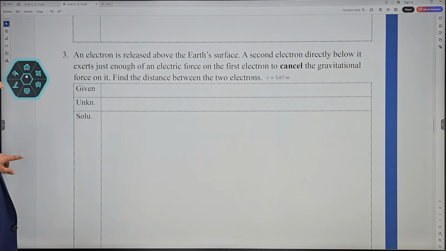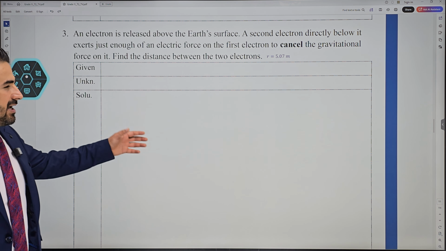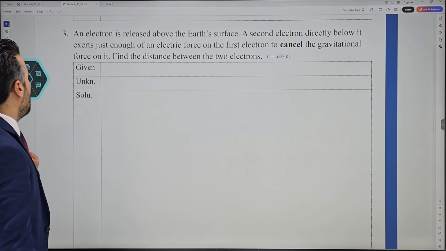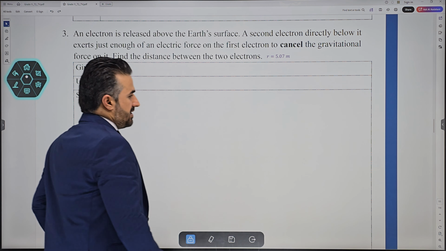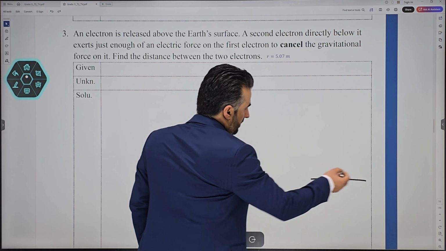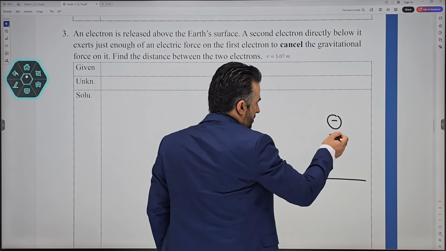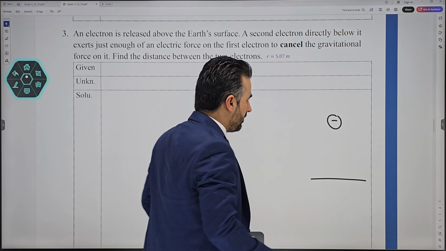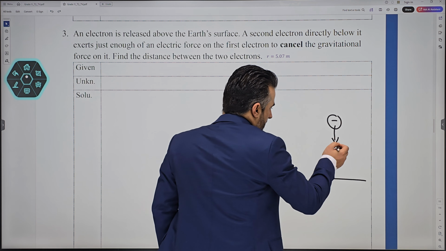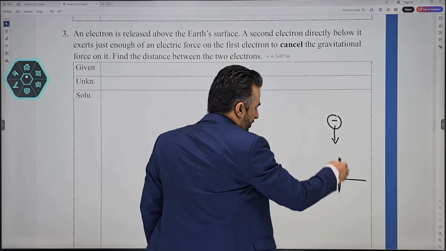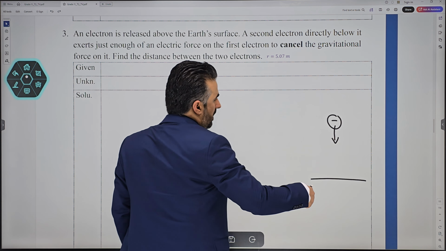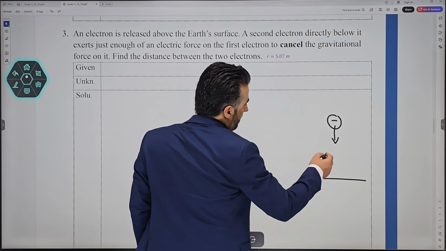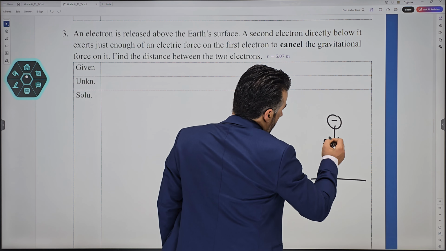Let's look at another question. An electron is released above the Earth's surface. So here's, let's say, the Earth's surface, and here's an electron. This electron is released, which is the same as dropped. If this electron is dropped, clearly the force of gravity tries to pull it down, so there is a force of gravity downward here. We can say Fg is downward.